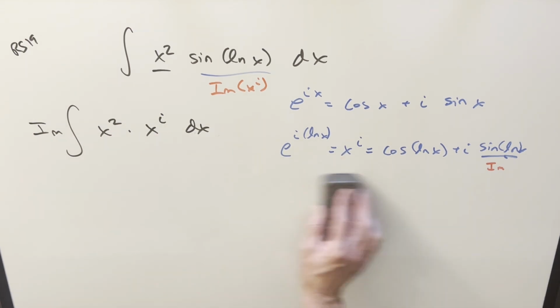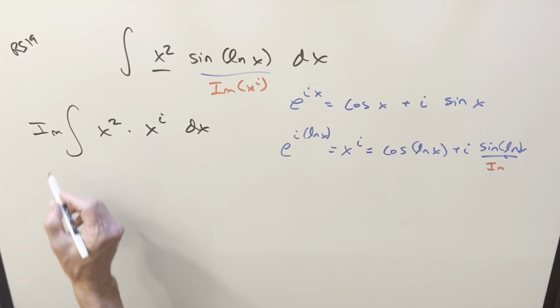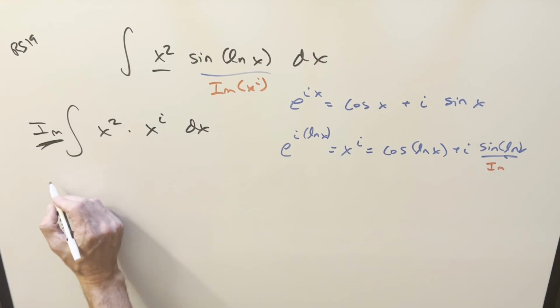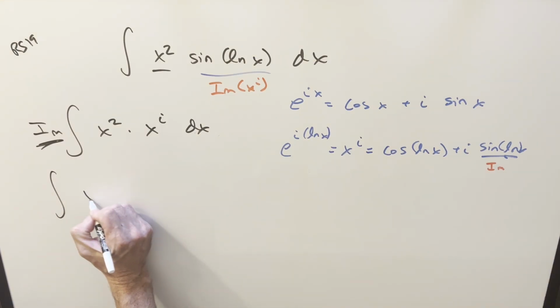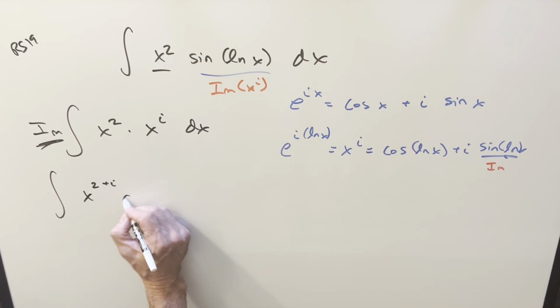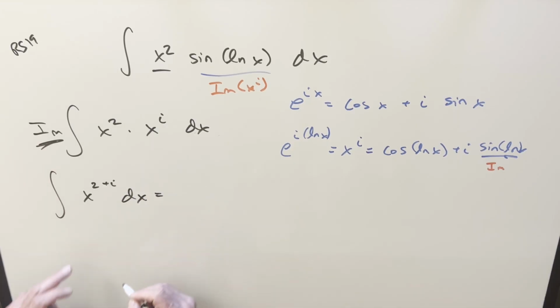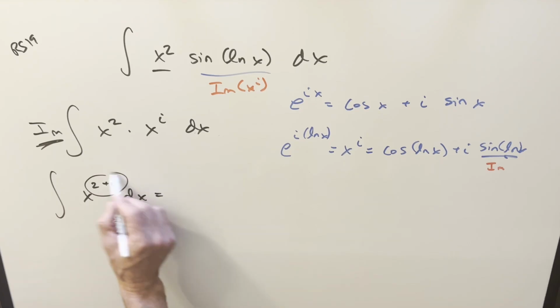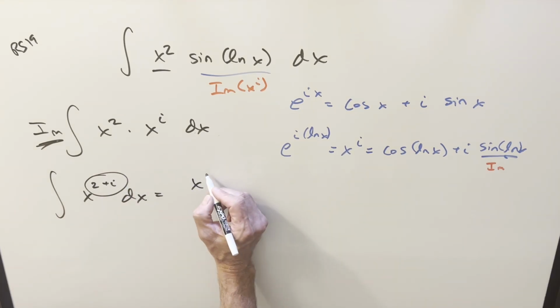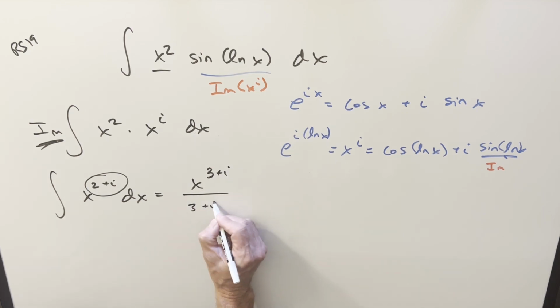The reason for doing it is that now we've got the same base, and it's just going to become a power rule. I'll drop the imaginary part for now and we'll bring it back later, just so I'm not rewriting it, but it's always going to be there. So adding the exponents together, we can write this as x to the 2 plus i dx. And then when we integrate, adding 1, we get x to the 3 plus i over 3 plus i. So you can see the integral is really simple.